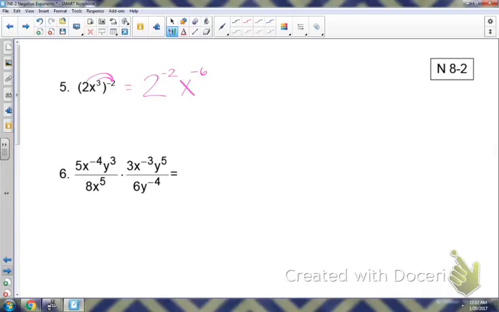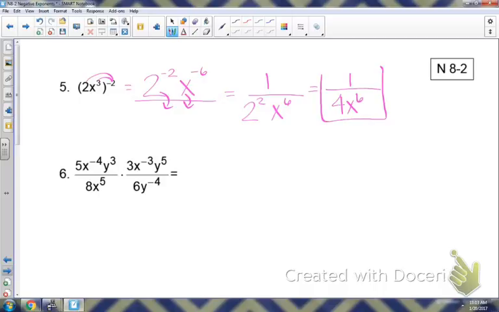Okay, so remember I talked about at the beginning, 2 to the negative 2 does not mean that equals negative 4. We have to make that exponent positive before we can evaluate it. So I'm going to take the base 2 and move it, and also the x, because they both have a negative exponent. So if there's nothing left on top, there's a 1. Bringing those two down, we're now going to have 2 squared x to the 6th. We can now evaluate that 2 squared, so that'd be 1 over 4 x to the 6th.